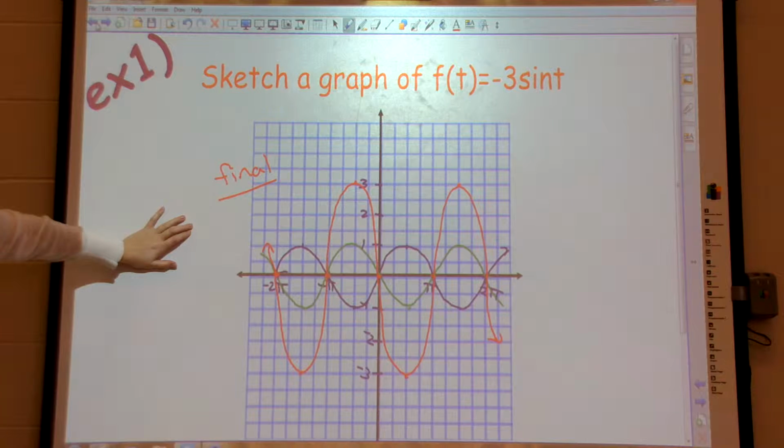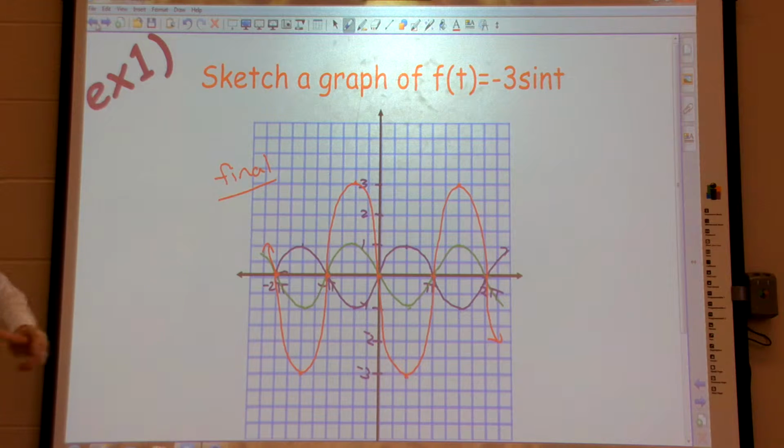Reflect about the x-axis, and then stretch 3. Stretch 3, correct? That's exactly what we did. We did a reflection about the x-axis, stretch to 3, right?